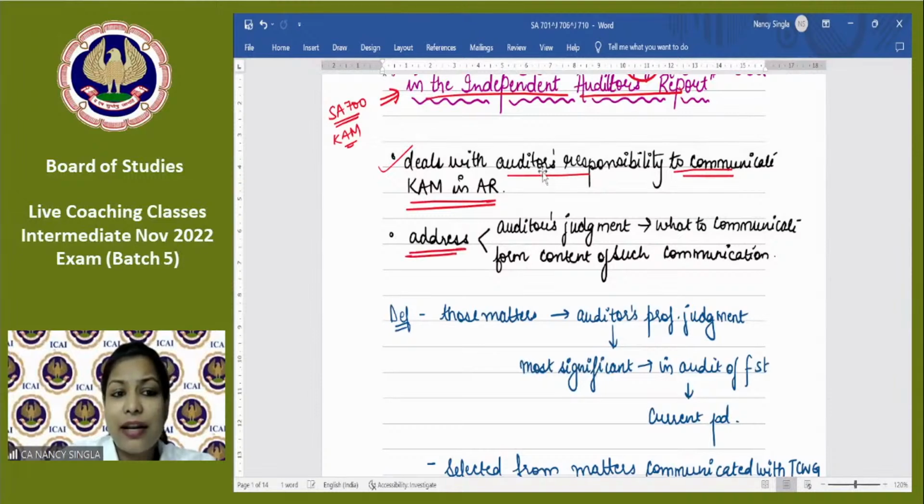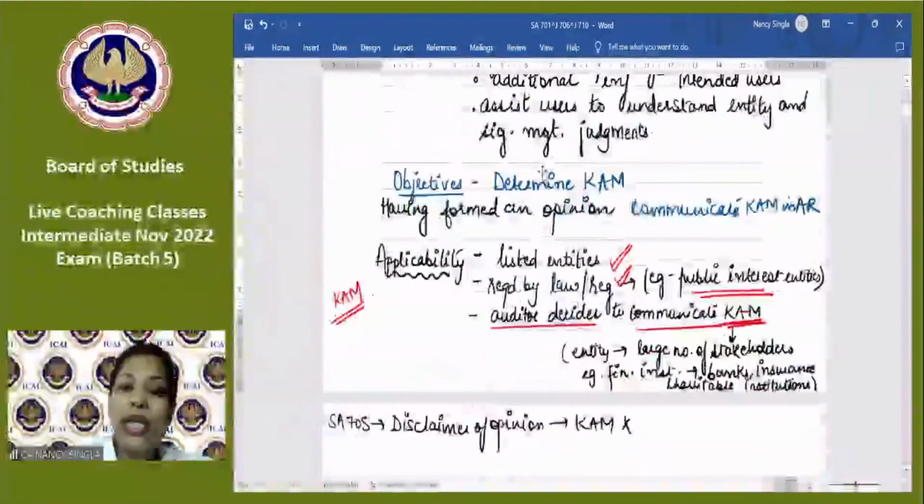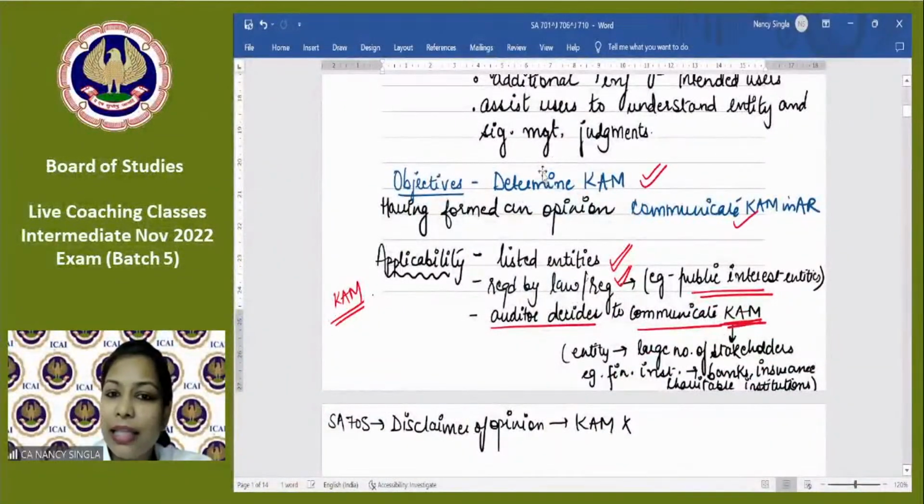And this SA addresses the auditor's judgment regarding what to communicate. First of all, this standard guides the auditor as to what is a key audit matter. And then once he has decided what is a key audit matter, the form and content of such communication, as to how to communicate. So what is a key audit matter and how to communicate that key audit matter. Okay? So what is the objective? To determine the key audit matters and then to communicate them in the audit report. Simple hai?